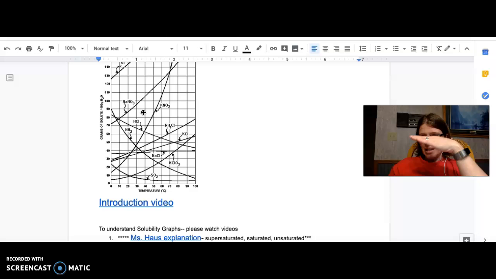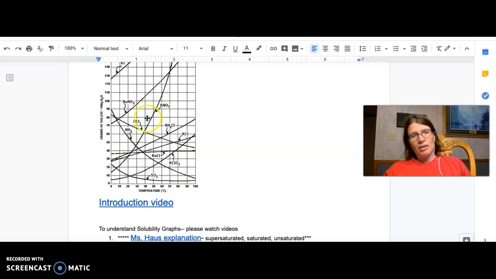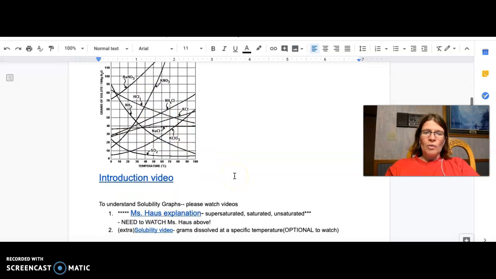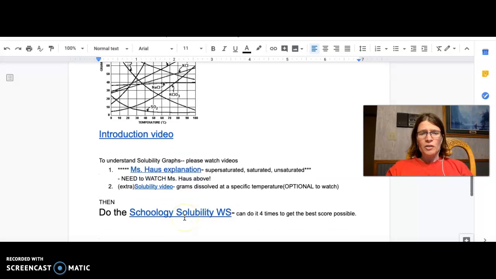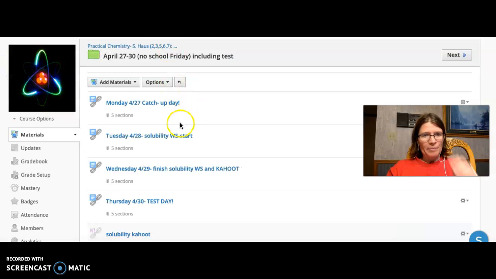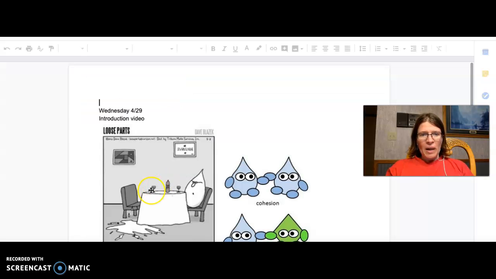So depending on what salt you are looking at, like on this graph, there's all these different types of salts. A salt isn't necessarily just NaCl, that is a specific salt. Sodium chloride is a specific salt. You could have any of these as the salts. Okay, so that's what we touched on in the video that you need to do more in order to do your solubility worksheet. So for today, okay, today is to finish your solubility worksheet.